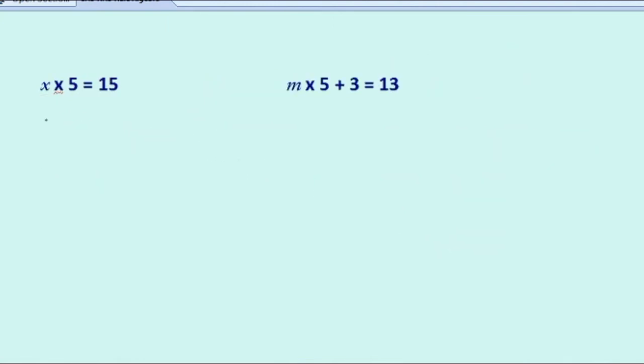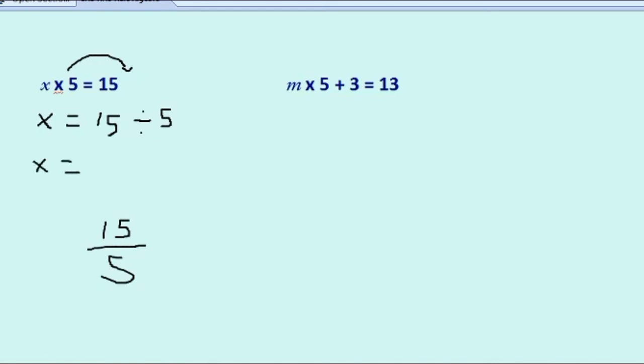Now let's do some multiplication problems. X into 5 equals 15. So what do we do? X equals 15, and this 5 we move from LHS to RHS, so it will become divided by 5. Divided by 5 we can write like this also, 15 by 5. Both ways are correct. So x equals 15 divided by 5, which is 3. 5 ones are 5, 5 3s are 15. So the value of x is 3. Let's check it here. 3 into 5 is 15.